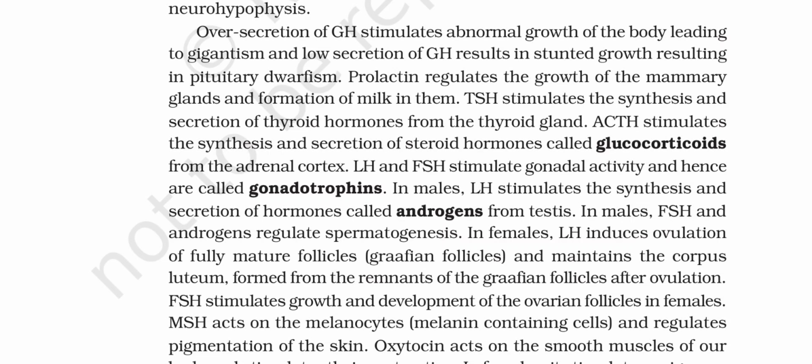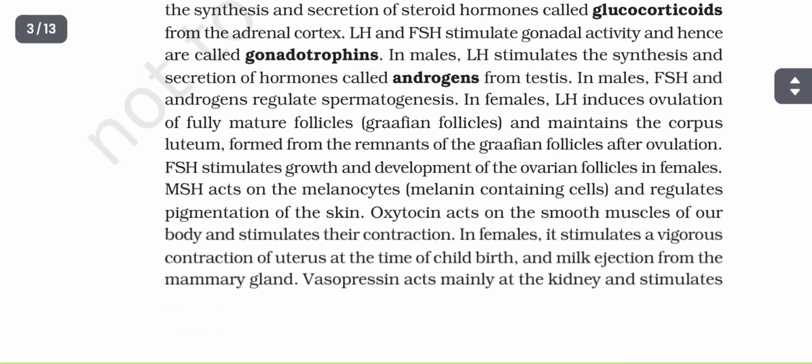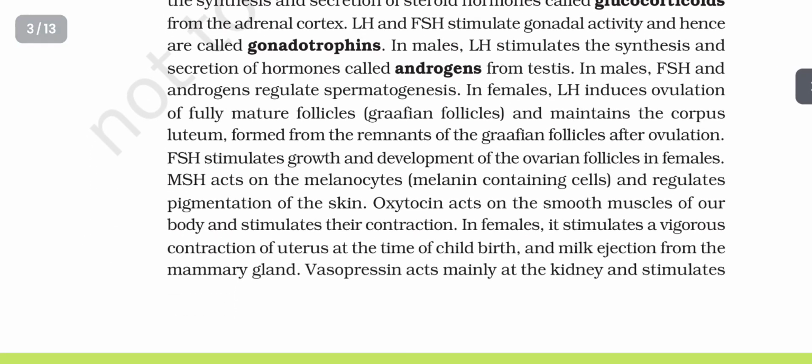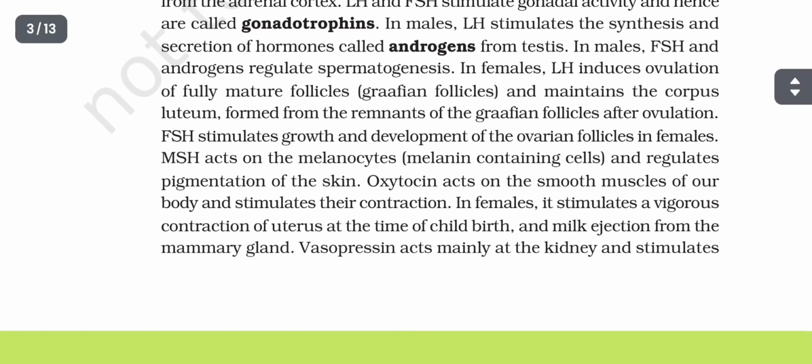LH and FSH stimulate gonadal activity and hence are called gonadotrophins. In males, LH stimulates the synthesis and secretion of hormones called androgens from testes. In males, FSH and androgens regulate spermatogenesis. In females, LH induces ovulation of fully mature follicles, Graafian follicles, and maintains the corpus luteum formed from the remnants of the Graafian follicles after ovulation. FSH stimulates growth and development of the ovarian follicles in females.